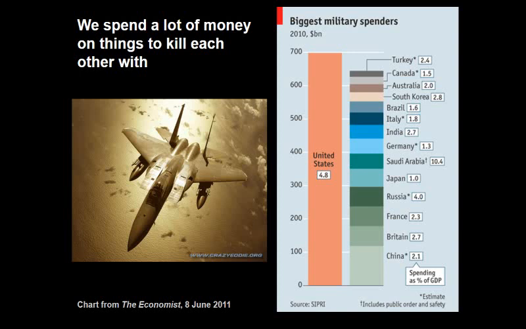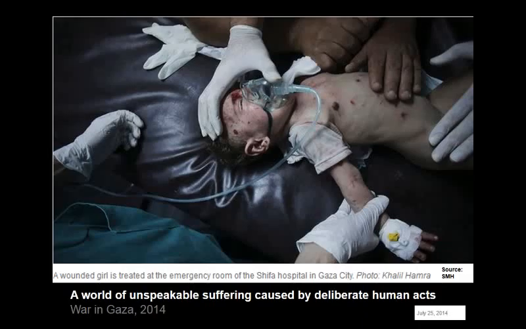So the graph on the right shows US spending back a few years ago was $700 billion. And you compare it to any other country, and I think it was like 15 countries all stacked up don't equal what the US spends on its military. So huge amount of spending and incredible suffering caused by that.